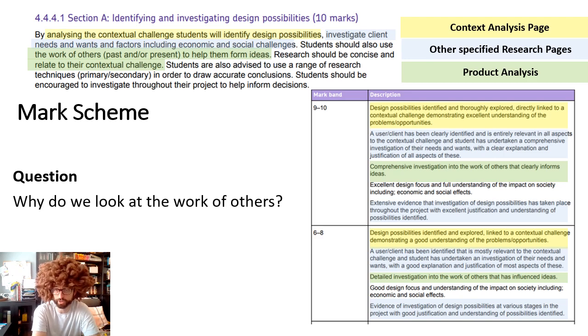To get into the 9 to 10 marks, on the right hand side there, it says comprehensive investigation into the work of others that clearly informs ideas. You can review the work of others, but you've got to show how that's going to be useful as we move forward. You can't just say, I did a product analysis, it's all good. What we want to do is explain how that's going to be useful, and make sure we relate it to our context and our chosen challenge.